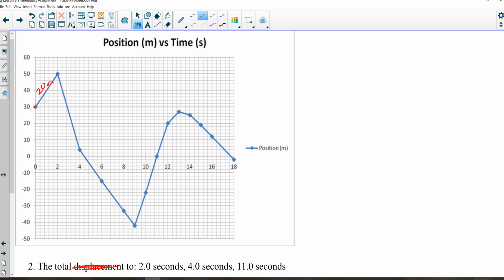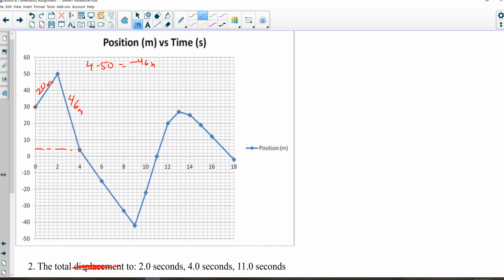Now I'm going to start here at 50. Okay, and I'm going to go to 4 seconds, which is down here. All right, so here we're looking at a position of 4 meters. Okay, so if I go 4 minus 50, I get negative 46 meters. So that means this section here, in terms of distance, is 46 meters long.